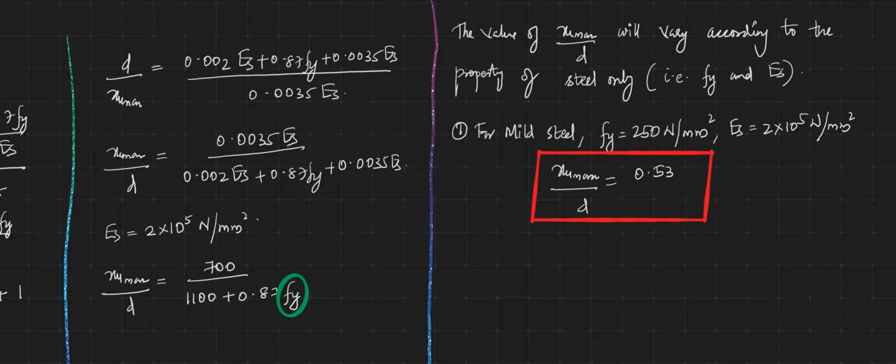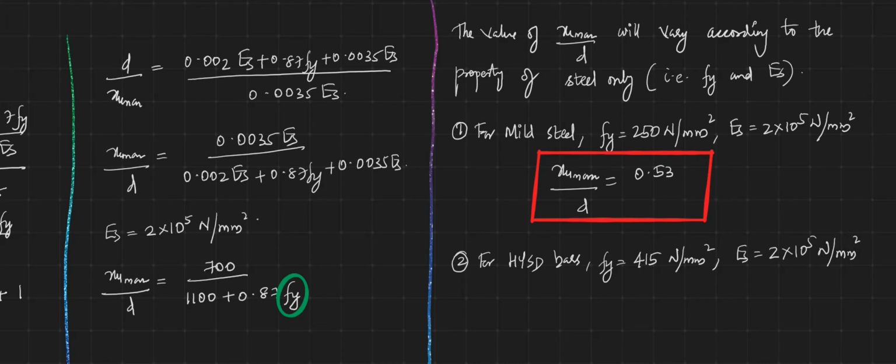Now for HYSD bars having yield strength Fy equal to 415 Newton per mm square, and taking Es value as 2 into 10 raised to 5 Newton per mm square, I'll get XU max by d is equal to 0.48.